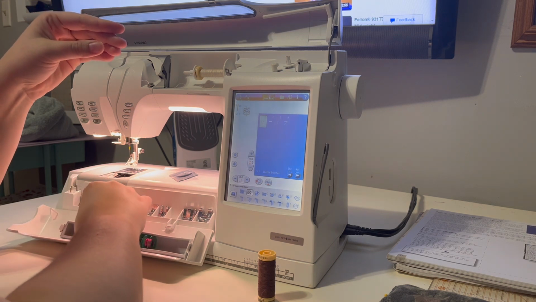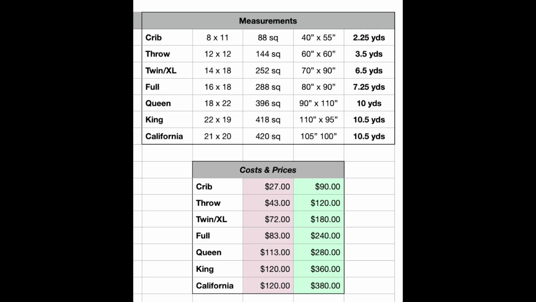But let's get into the numbers. So we have two parts here. The top is the measurements of all of the quilt sizes that I make, and the bottom is the costs and prices. Let's go over the costs and prices because I know that's why you're here and watching this video.